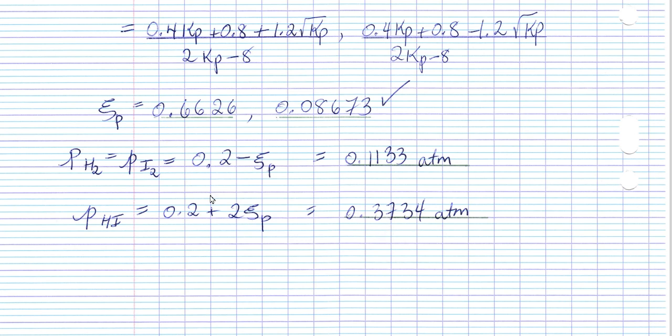Now one can see that the initial quantities of each species were both 0.2 atmosphere. And because the reaction went more toward the product side than toward the reactant side, PHI is greater than 0.2 atmosphere. Okay, so this concludes the problem.